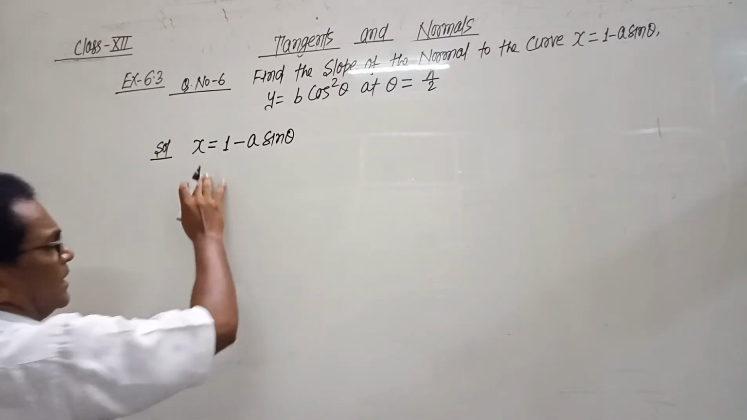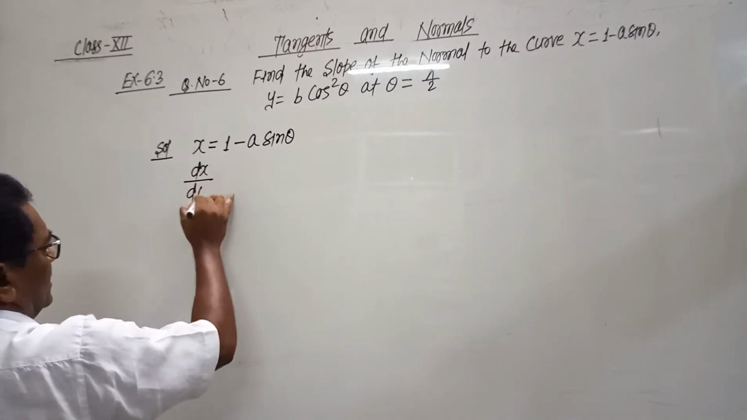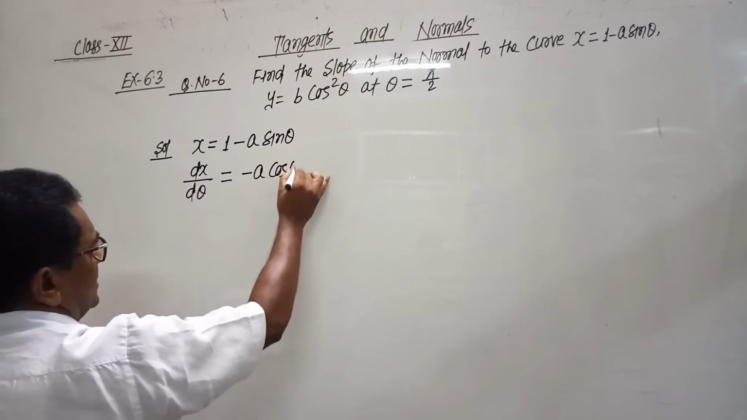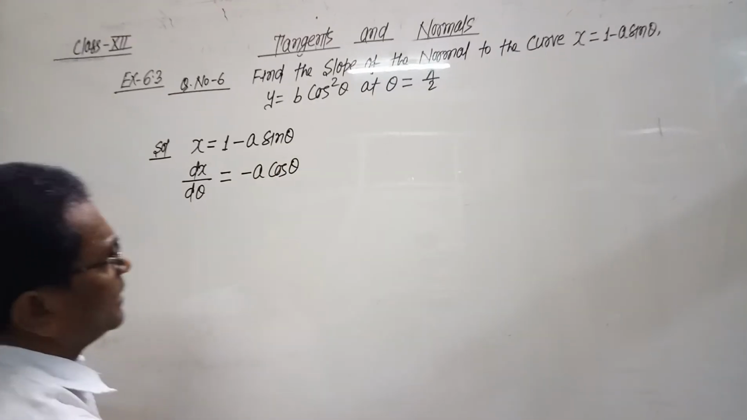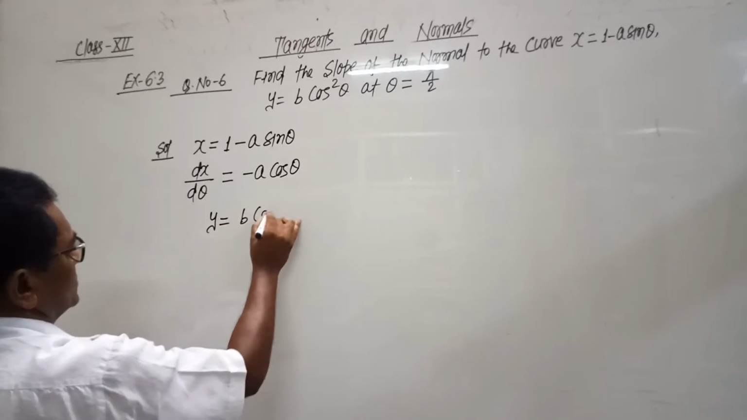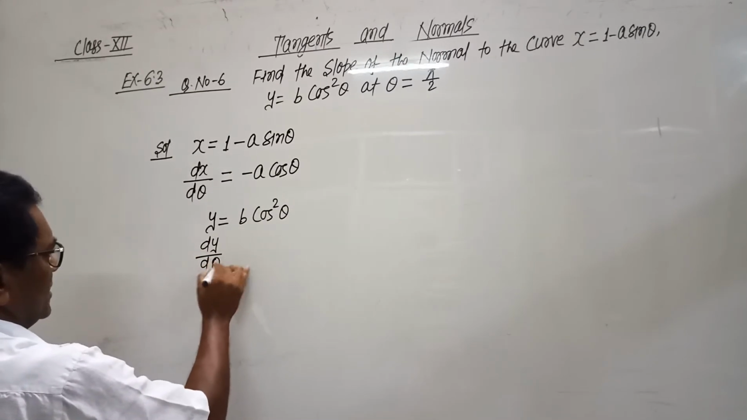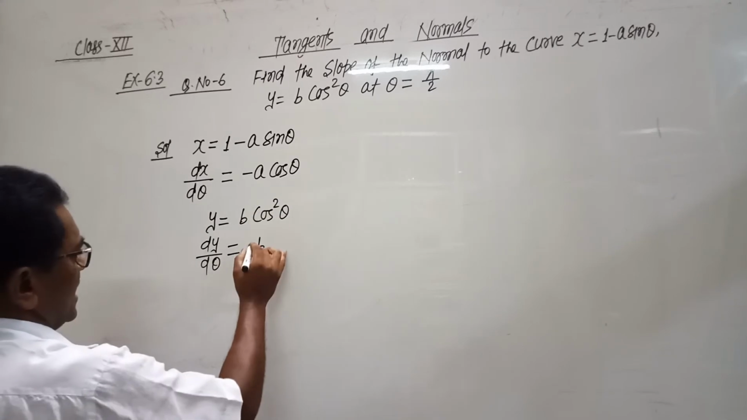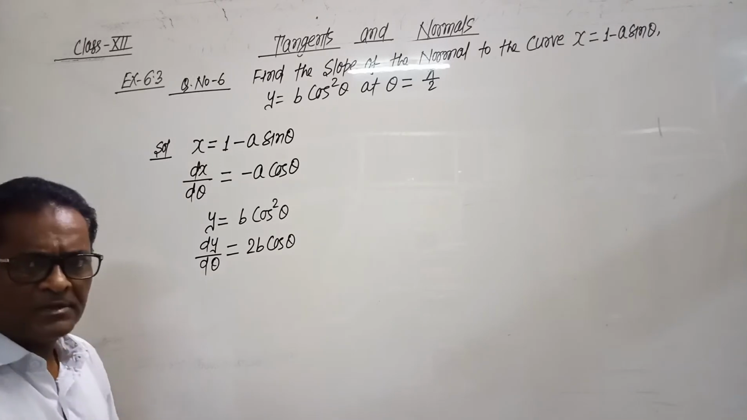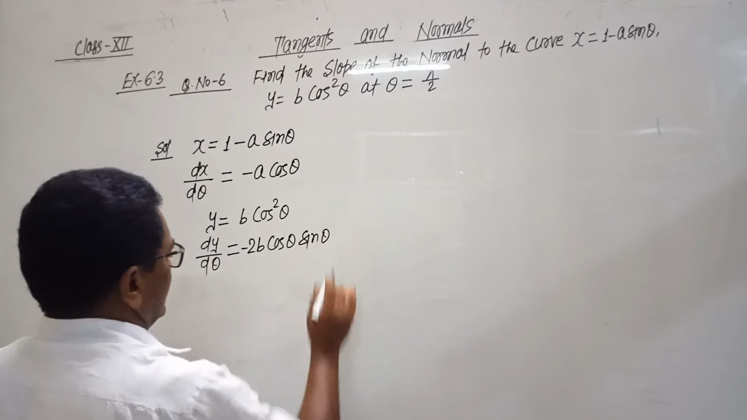Differentiate x with respect to theta. So dx by d theta: differentiation of 1 is 0, minus a is common, and differentiation of sin theta is cos theta. Now the function y equals b cos square theta. Differentiate y with respect to theta. So dy by d theta equals b, and differentiation of cos square theta is 2 cos theta, drop a square, then differentiation of cos theta is minus sin theta.